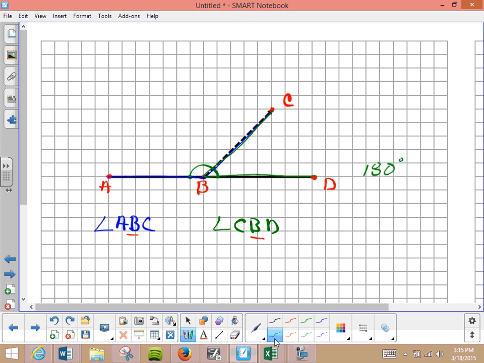Would it be correct for me to say that when you add angle ABC to angle CBD, I will get 180 degrees? Yes. Because the whole thing is equal to 180. What whole thing? The whole line, A to D or D to A, they're all connected. Okay, that sounds pretty good. Any more reasons why you think it should give me 180?